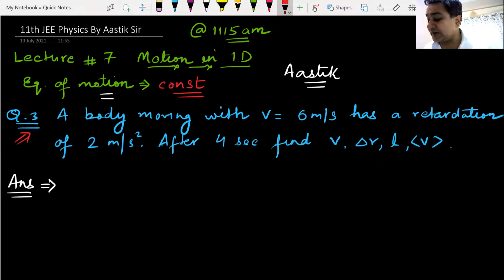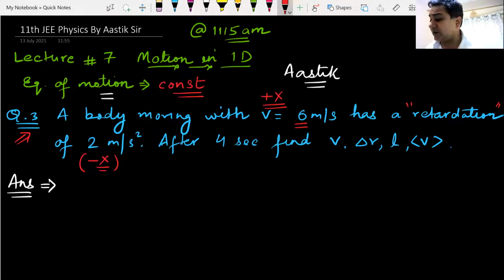I will repeat the question once again. This is the way you will see the question in your books. A body moving with a velocity 6 meters per second. It is not given in which direction, so you'll have to assume some direction. You can always assume the direction as positive x. It has a retardation. I hope we all understand the meaning of retardation. The direction of acceleration is opposite to the direction of velocity. So if the velocity is along plus x, acceleration has to be along minus x. We'll call it retardation. It will slow down the body.